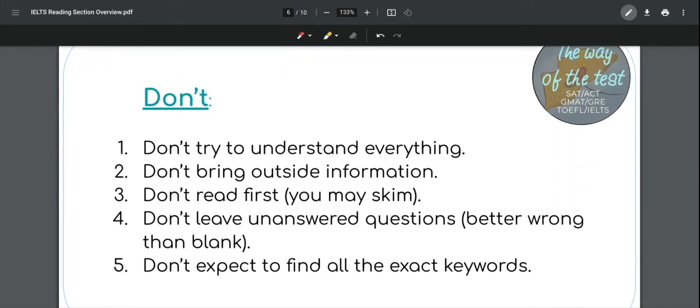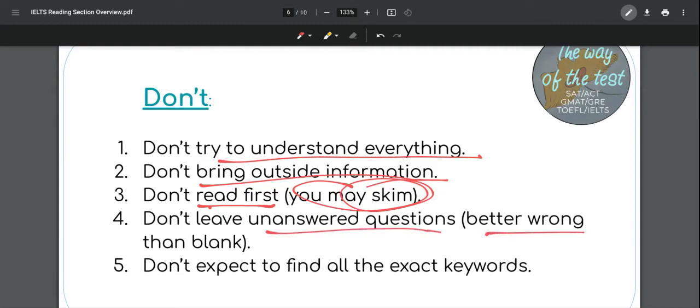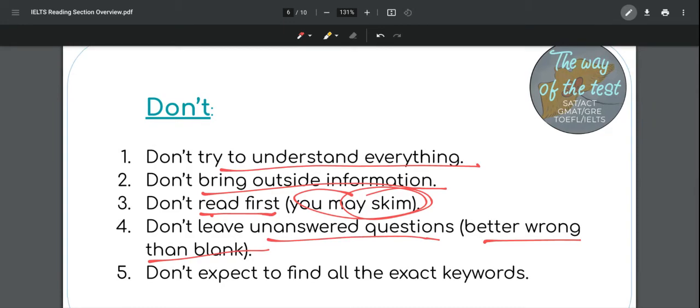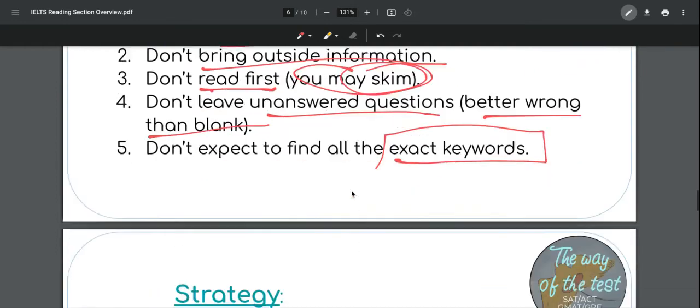Things that we don't want to do: we don't try to understand everything. We do not bring outside information. We do not read first. Remember, we skim, but we don't completely read first. We do not leave unanswered questions. It's better to go wrong than go blank. This is very important because there are no penalties in the IELTS. Okay, so it's okay if you get it wrong. Do not expect to find all the exact keywords. Again, as I said, it is definitely good to focus on the keywords, but don't expect to find them letter by letter, word by word, exactly the same keyword.